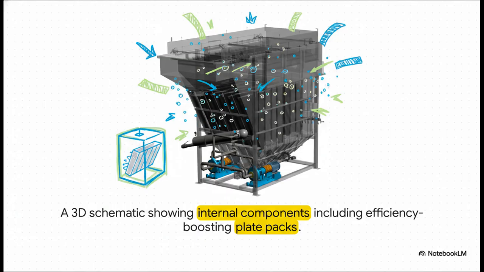Now look closely at those angled plates in there. Those are called plate packs, and they are an absolute game changer. What they do is dramatically increase the surface area for separation, which means you can clean way more water, way more efficiently, and in a much smaller machine.